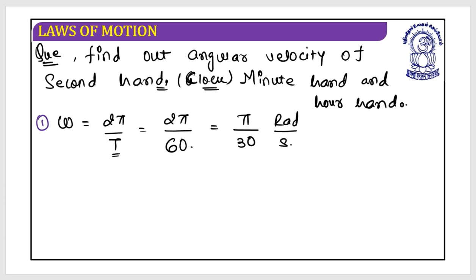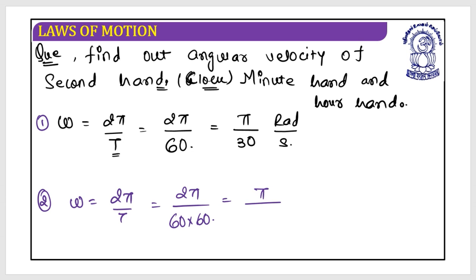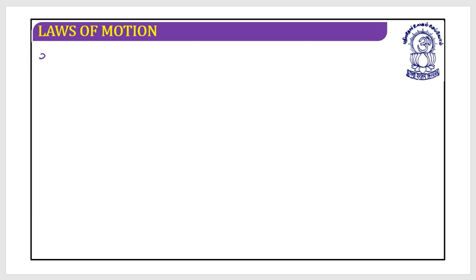So this was first. Now second, for the minute hand, omega is equal to 2 pi by T. It's 2 pi divided by the time the minute hand takes to complete one revolution. Yes, it's 1 hour, which means 60 minutes, 60 seconds. So this is equal to pi divided by 30 into 60, so 3 6s are 18. It's pi divided by 1800 radian per second. Is it clear? Great. Let's look at the third question.